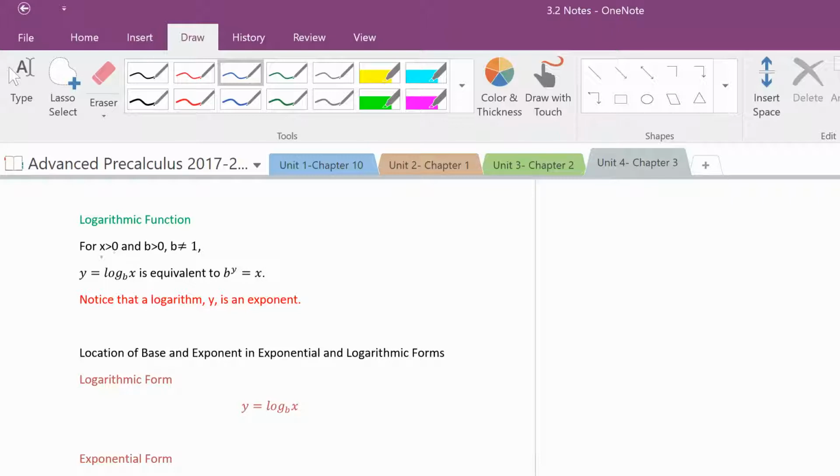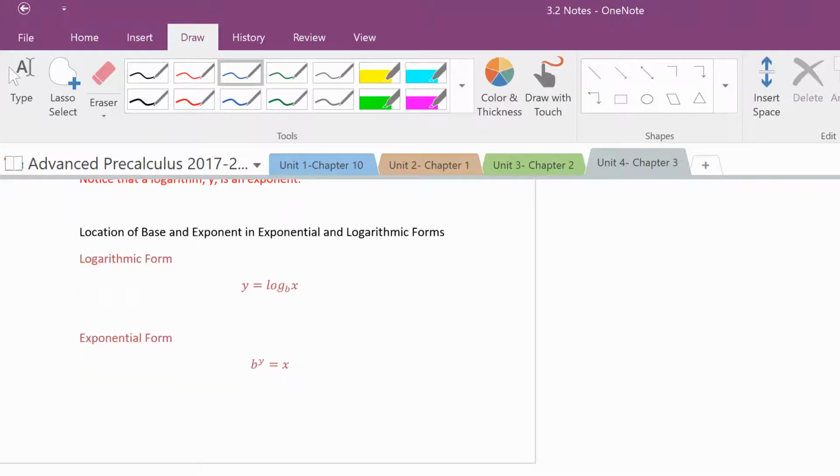Notice that x has to be greater than 0, and the base has to be greater than 0, but not equal to 1. So notice if you compare the two forms, the y is equal to the exponent, the b is equal to the base, and the x is equal to the answer.